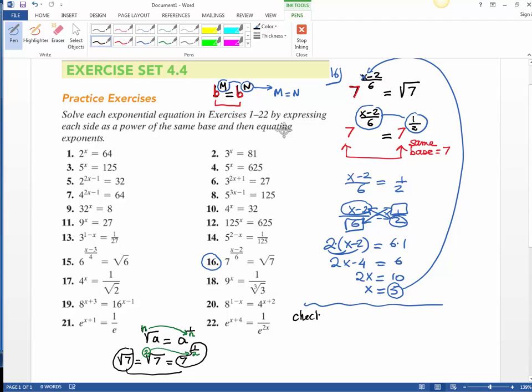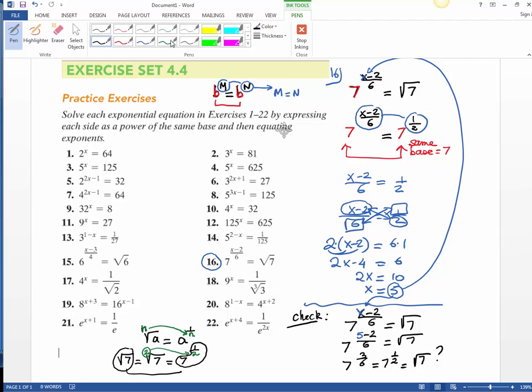So if we check before concluding, and we have 7 to the power x minus 2 over 6, is that the square root of 7? Let's replace x by 5. So we are asking ourselves, is 7 to the power, where x is replaced by 5, so 7 to the power 5 minus 2 over 6. So that's 7 to the power 3/6, which is really 7 to the power 1/2. We're wondering, is that the square root of 7?